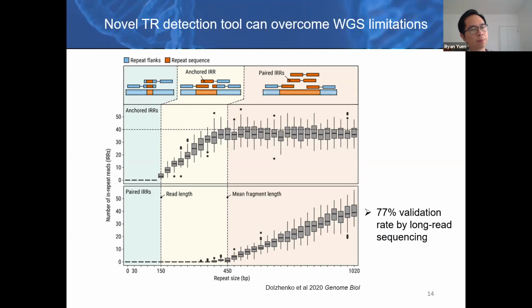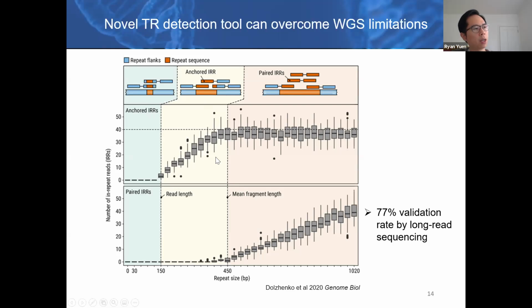We just interrogate the entire genome and count the number of in-repeat reads, based on the anchored in-repeat reads and paired in-repeat reads. The anchor in-repeat reads, just like what I explained, would be one end where there is a specific read that you can align to the reference genome, and the paired in-repeat reads would be the reads that are full of repeats. So you don't explicitly know where exactly it is, but if you combine that information with anchored in-repeat reads, you have a good estimation.